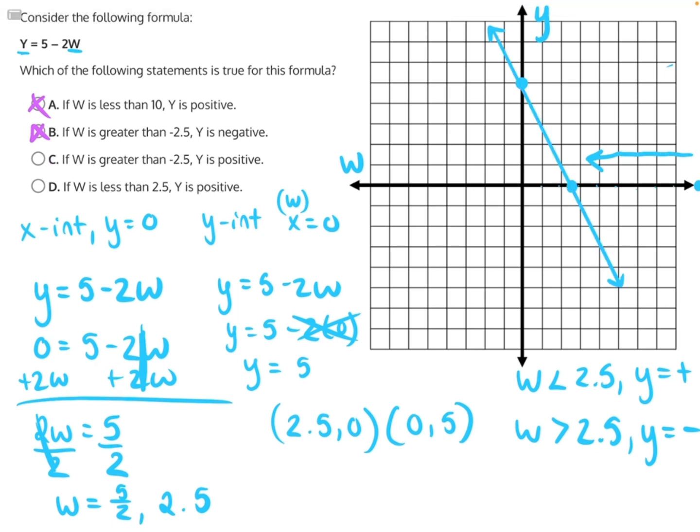let me show you exactly why D is correct. D says if w is less than 2.5, y is positive. Well, 2.5 is exactly our x-intercept. And all of the values that are less than 2.5 or to the left of 2.5 are all positive. That was according to our statement here. So D is our correct answer.